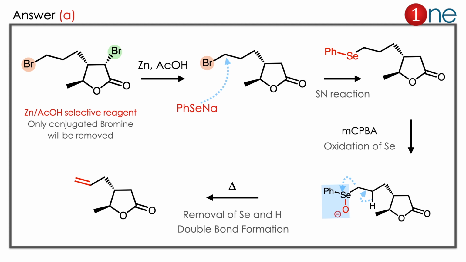Here you have to learn two things. Why is the question important? It may look simple. Here you have to learn the selectivity of bromine elimination, which is done by zinc and acetic acid. Second, selenium also can participate in an organometallic kind of way. So a selenium-carbon bond is possible, which can be eliminated at the end of the reaction too.